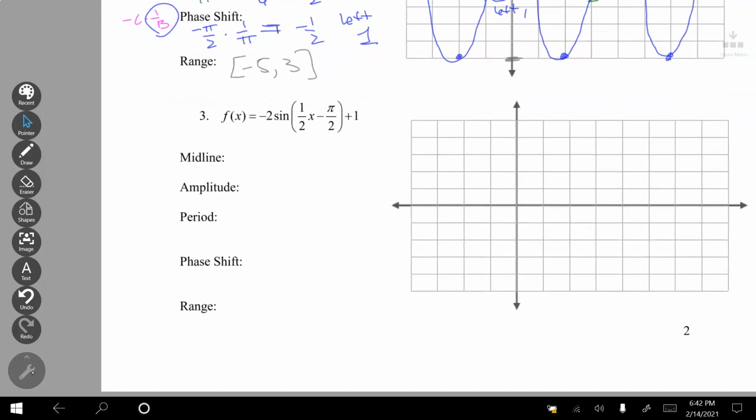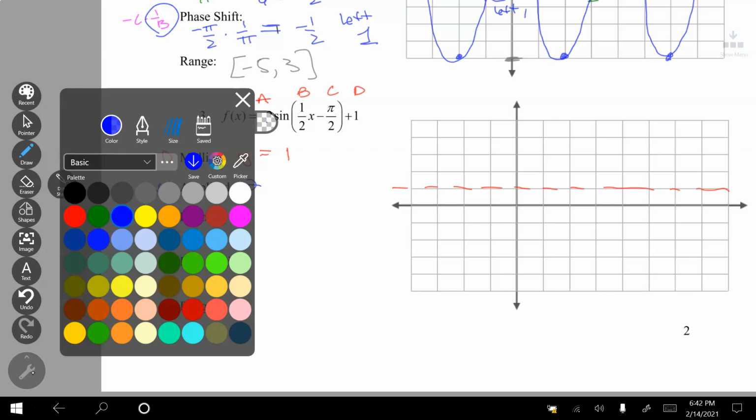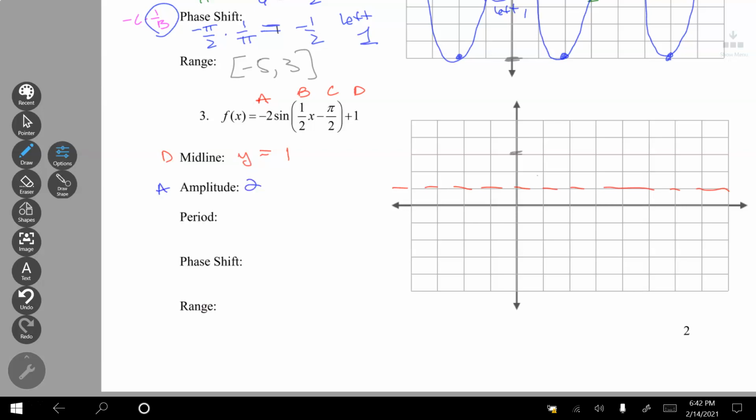Next example, I have more going on here. I see my A, B, C, D values. So this is D, y equals 1 is my midline. I have my A value of amplitude of 2. So I go up 2 and down 2. So -1 to 3 is my range. This is a negative sine graph. So I'm going to start on the midline as my first dot and go down from there. That's what's going to happen for this graph.